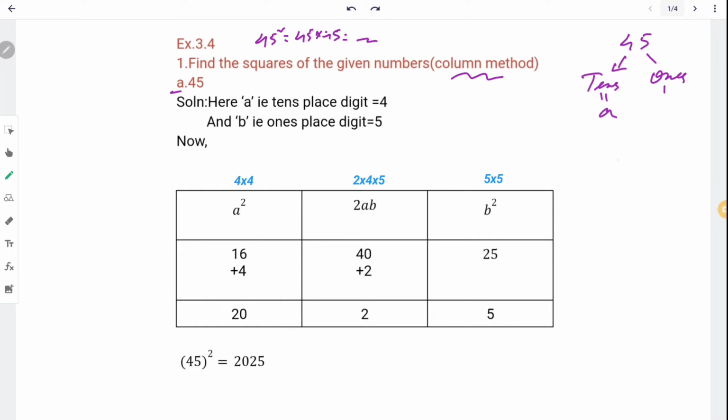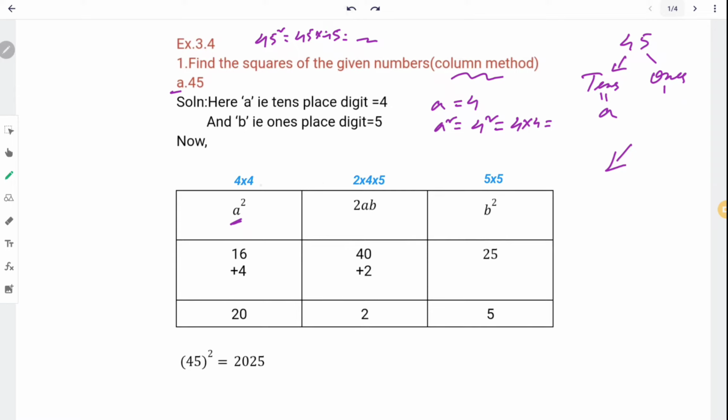Once we know that, draw this and write down here A square, then twice AB, and then B square. Write this down. Once you're done with that, let's follow A square first. We already know A is 4, which means A square will simply be 4 square, or 4 into 4, and we're going to get 16. Once you're done with A square, write it down here, 16.